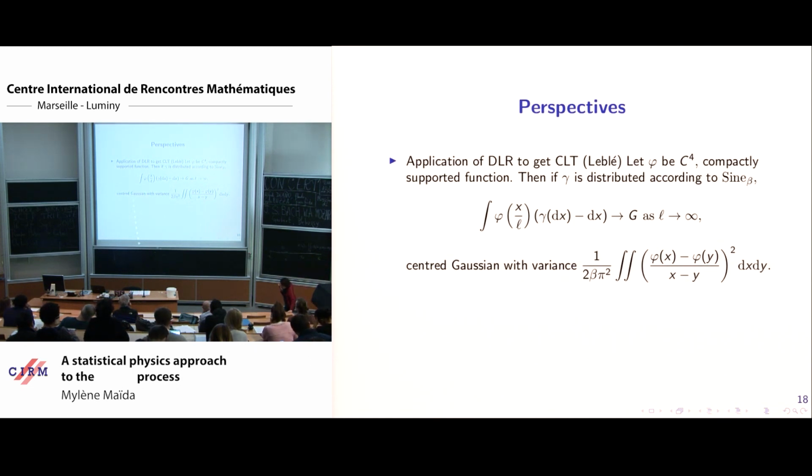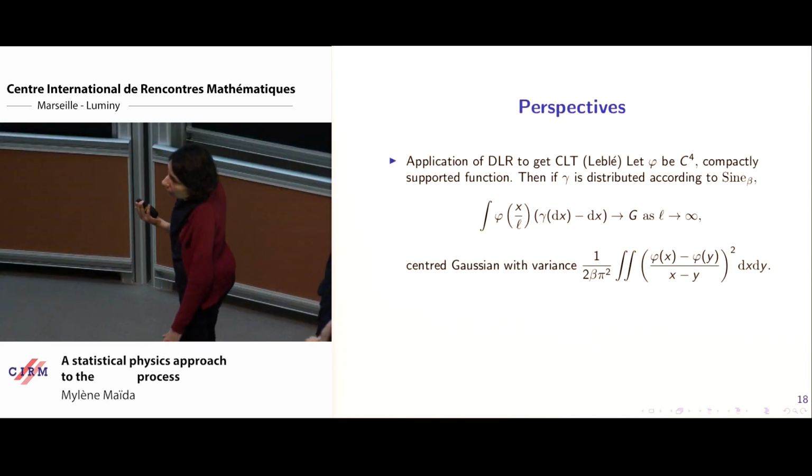In many contexts for showing CLT, as Alisa explained to us, the starting point is the loop equation. For sine beta, at the finite level you have loop equations, but for the limiting process you don't have a loop equation. The DLR equation plays the role, in fact, of the loop equation. And then Thomas started from there.